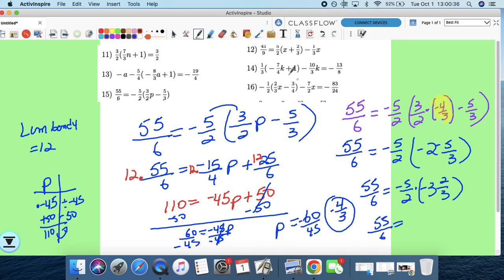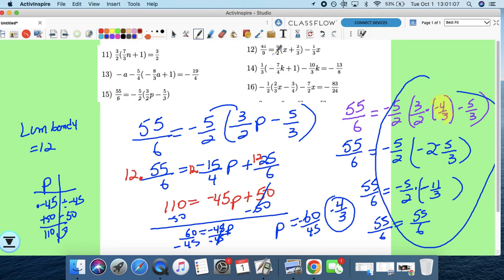I'm going to change it back from a mixed number to an improper fraction. -3 2/3 is going to be -11/3. That's another way of saying it. So now I get to multiply. Negative times a negative is a positive. 5 times 11 is 55, and 2 times 3 is 6. So my left side equals my right side. And again, this whole part over here, you could just enter in your calculator.